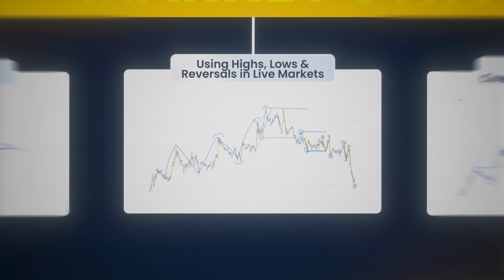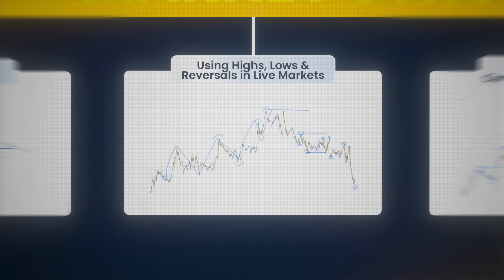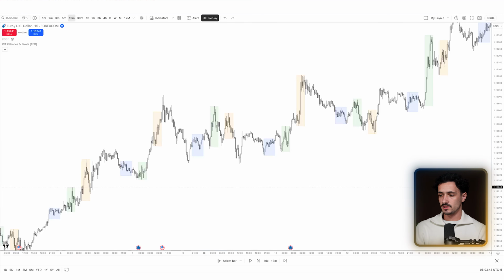Okay, let's now take this information into live market, right? Here we are, euro dollar. And we're just going to start with taking this high. So this is a high. Now, the reason this is a high is because price reverses from this level. This is a low because price reverses from it. This is a higher high, right? Meaning that this high here is higher than this high here.